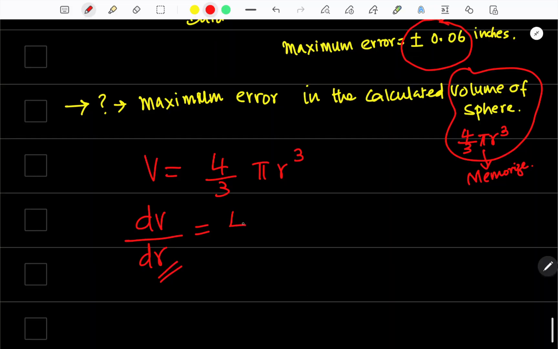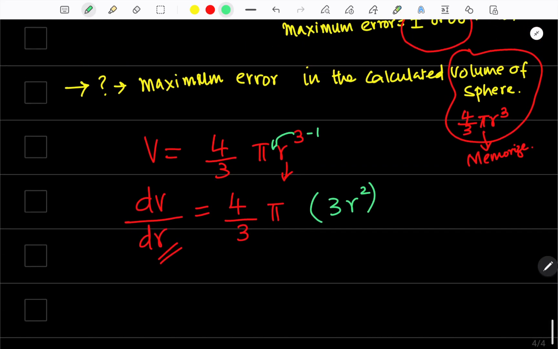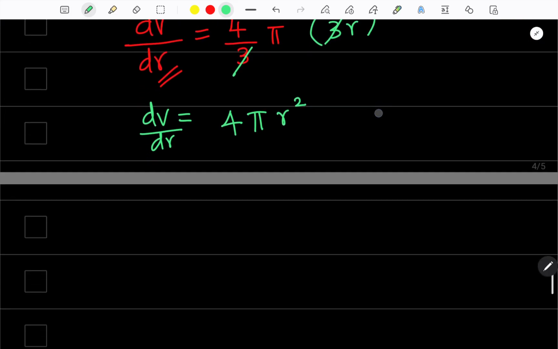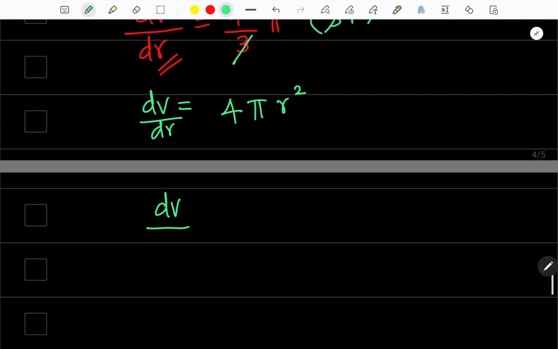When I take the derivative, 4 by 3 pi is a constant. The derivative of r cube is 3r square. 3 comes down and then minus 1. Now the 3 gets cancelled, so dV by dr is equal to 4 pi r square. But we are going to calculate just dV, right? So dV is equal to 4 pi r square, just cross multiply this dr.